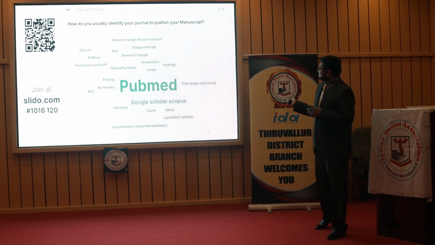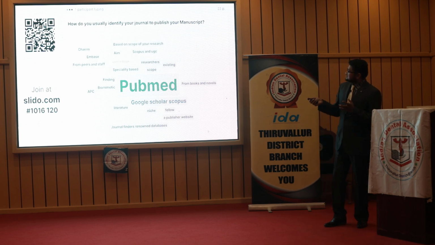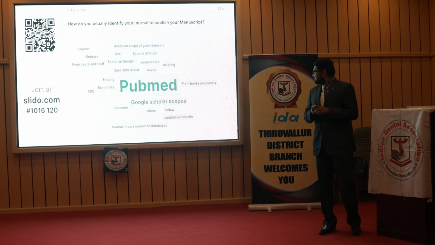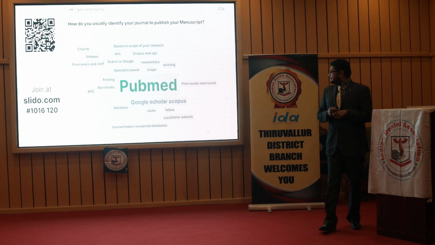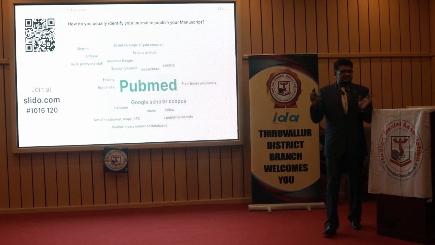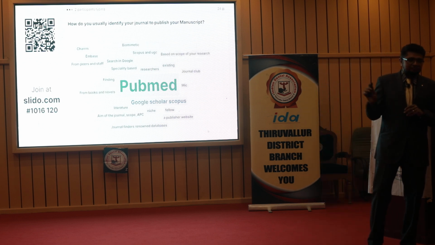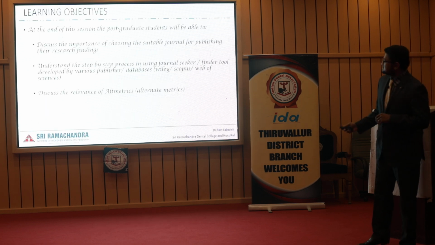So great, we got a beautiful word cloud here. Starting from based on the scope of your research, excellent response. CHRRM, I don't know what that is, sorry. Embase, AIM, Scopus, UGC, from peer staff, search in Google, researcher. Okay, whatever is existing, books and novels, okay. Google Scholar, Scopus, literature, niche area, and publisher website, so journal finder, renowned database. So this is the current understanding, and it almost summarizes what I'm going to touch upon for the next 20 to 30 minutes. So with this, let's get started.